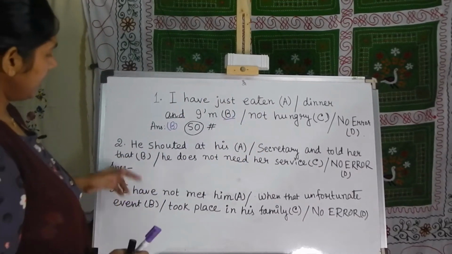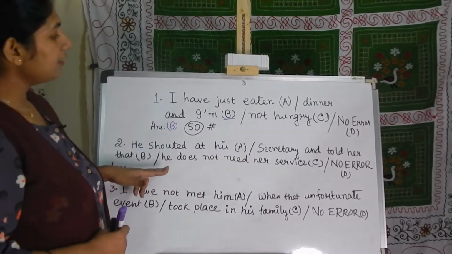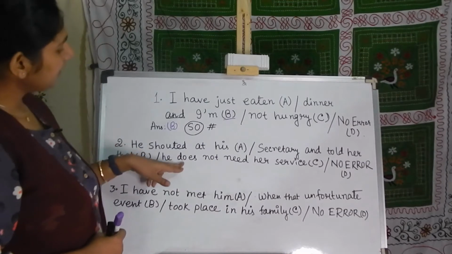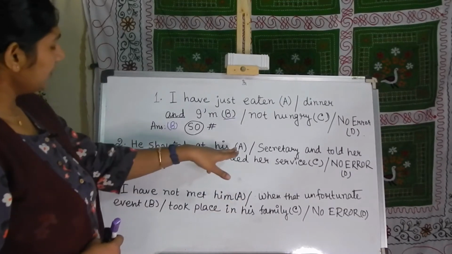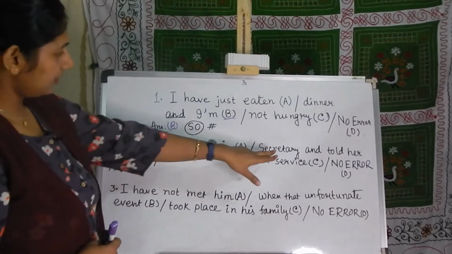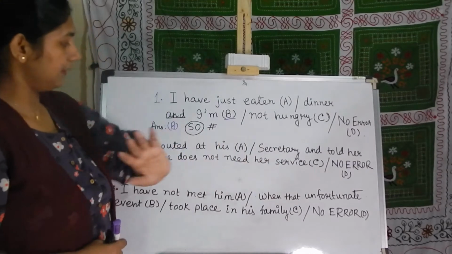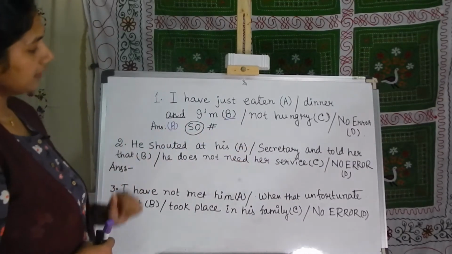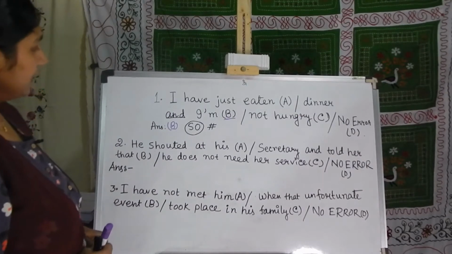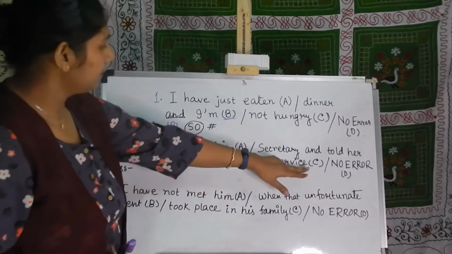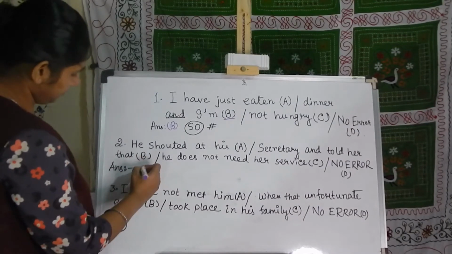Number 2. He shouted at his secretary and told her that he does not need her service. Part A is this, part B is this, and he does not need her service is C. In which part is the problem? The problem is in part number C.